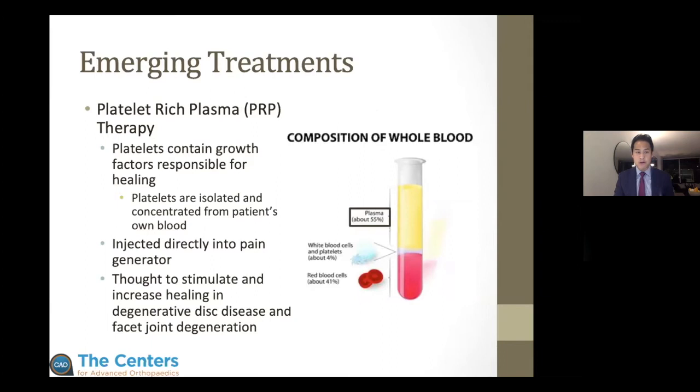So in PRP, what we're doing is we're spinning down your plasma, and then we're isolating the platelets, and then injecting those platelets into areas that are not healing or in areas that could use some healing, and the hope is that that can stimulate healing. So this can be useful in, again, facet joint degeneration or degenerative disc disease, okay? Like stem cell, this is also something that is being studied and is on the horizon in terms of being part of the next wave of conservative treatment options.